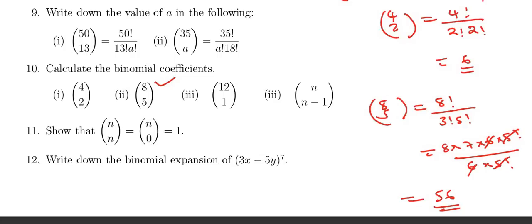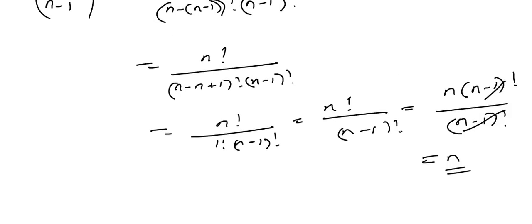Then your number 11. Number 11, they're just saying, show that n choose n is equal to n choose 0. They are both supposed to give us a 1. That's what we want to show. So n choose n and n choose 0 should give us a 1. That's number 11. I'll start with n choose n.